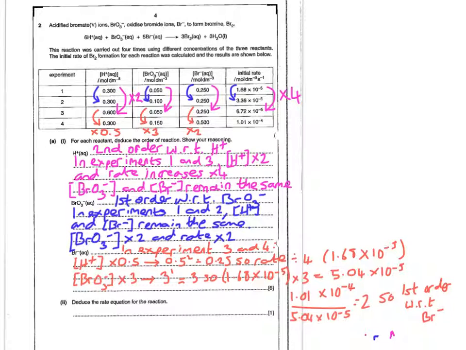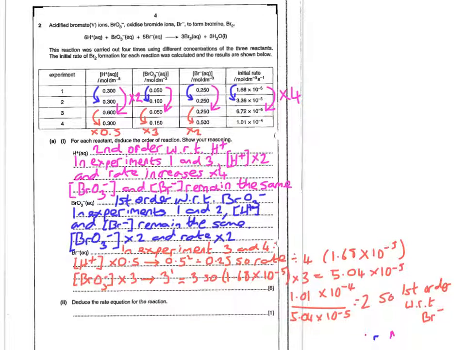So what you've now got to do is think the final rate is 1.01 times 10 to the minus 4. What had to happen to 5.04 times 10 to the minus 5 to get to that final rate? It had to be multiplied by 2. So it must be first order with respect to bromide, Br minus.